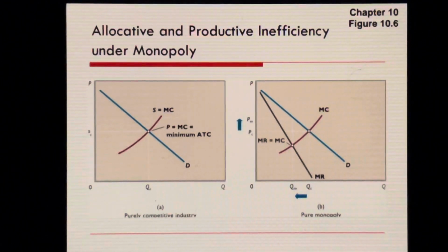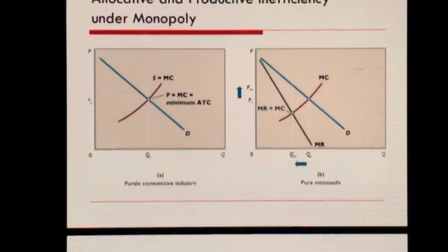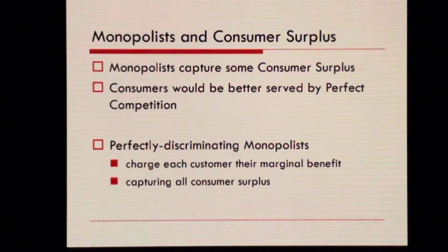Figure 10.6, allocative and productive inefficiency under monopoly. Basically, the monopoly is creating a balance sheet, and the balance sheet will help them block the entry of more competition from the market. So it will create a contrast between a purely competitive industry and a pure monopoly, like there are many firms in our industry, like Google, YouTube, etc.